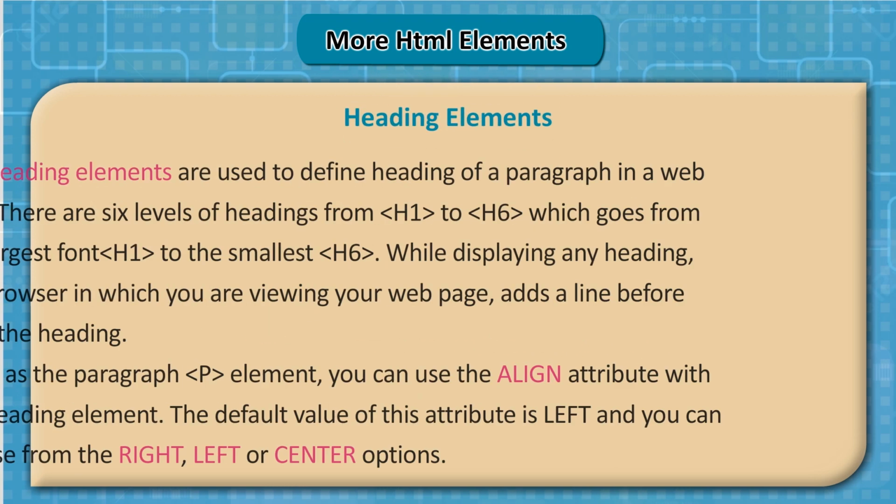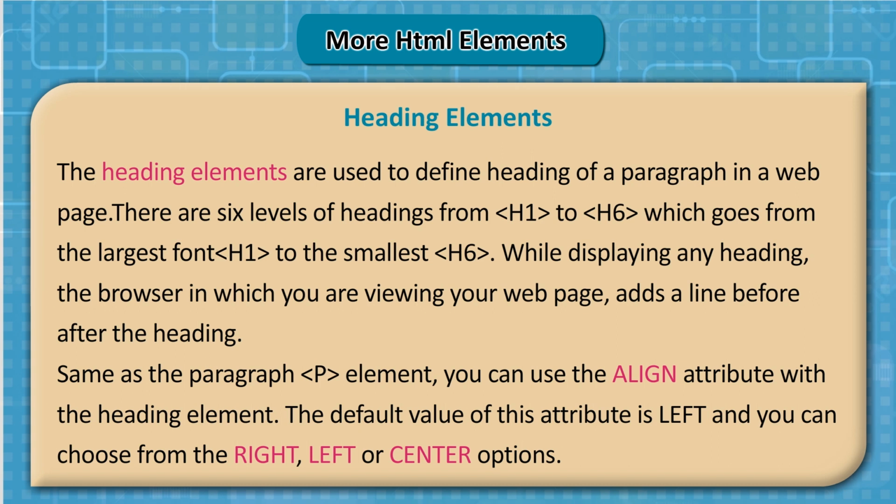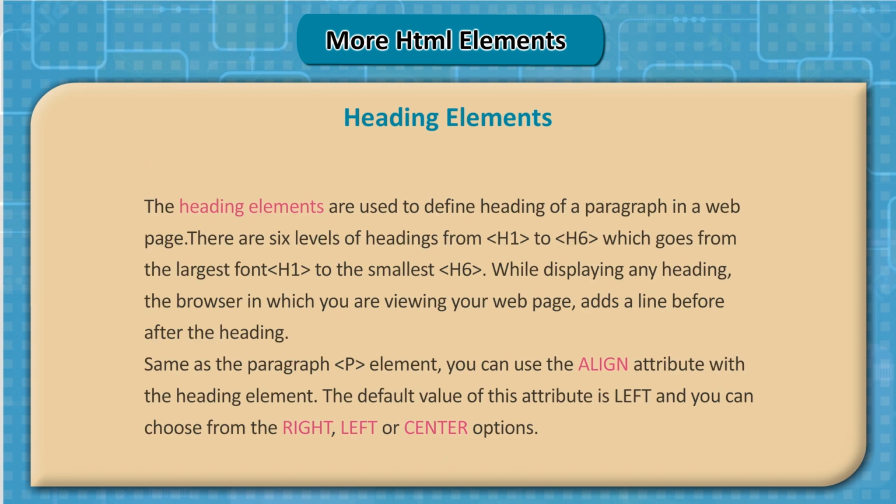Heading elements. The heading elements are used to define the heading of a paragraph in a web page. There are 6 levels of headings from H1 to H6, which go from the largest font H1 to the smallest H6. While displaying any heading, the browser adds a line before and after the heading, same as the paragraph P element. You can use the align attribute with the heading element. The default value of this attribute is left and you can choose from right, left or center options.